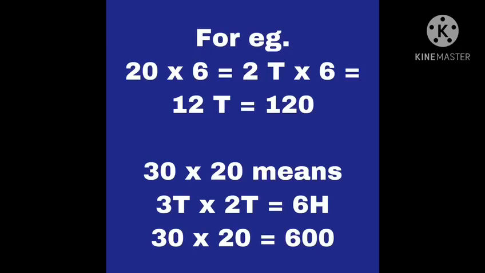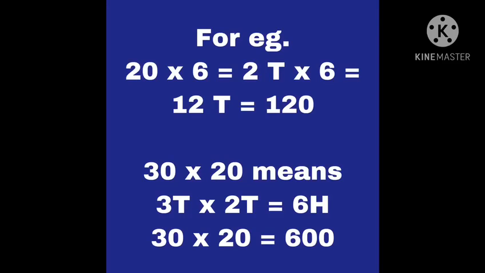The other examples could be 20 multiplied by 6 equals 2t. Now here t is referred to as tens, and if you multiply 2t by 6, your answer is 12t. 12t gives the total answer of 120. That is 20 multiplied by 6. The answer we are getting is 120.